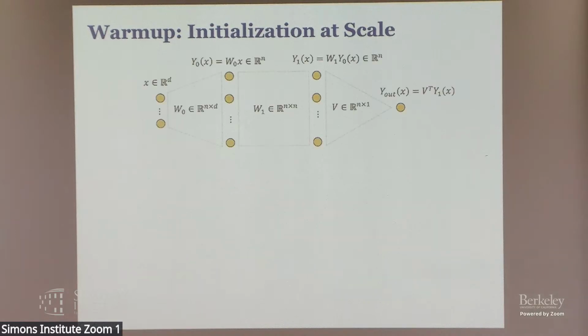I'm going to consider a simple two-layer neural network, linear, so there's no activation function here. You have the input layer, which projects the input from d dimensions to n dimensions. Then you have a second linear layer, w1 times y0, and then a projection layer, the last layer. I'm going to assume that the weights w0, w1 and v are initialized using a standard Gaussian distribution with some variances, sigma_w^2 and sigma_v^2.